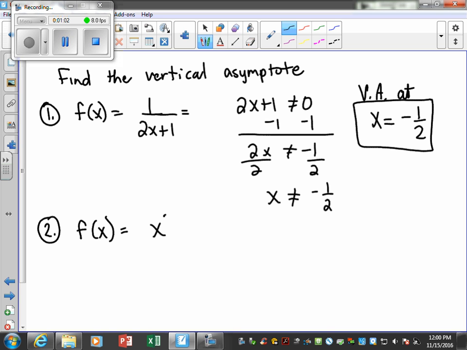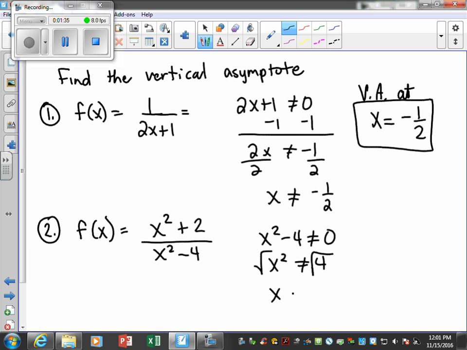Our next function is x squared plus 2 over x squared minus 4. Basically we take our denominator and set it not equal to 0. You can notice that that's a difference of perfect squares and figure out that it's going to be 2 and -2, or you can solve this algebraically and get x squared. Move that over, and then take the square root of each side, right? But don't forget, when you take the square root of each side, you're going to get the positive and the negative, plus or minus 2.